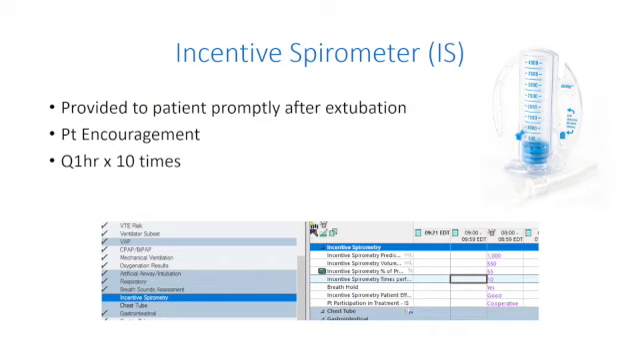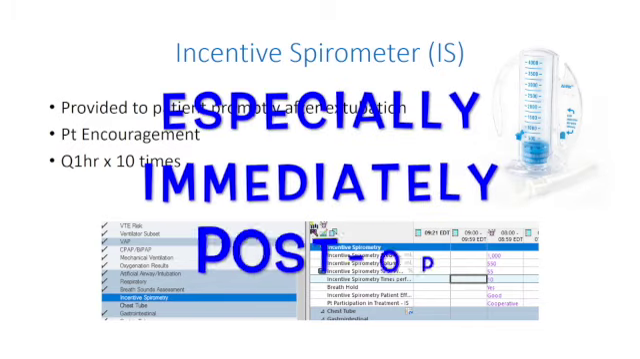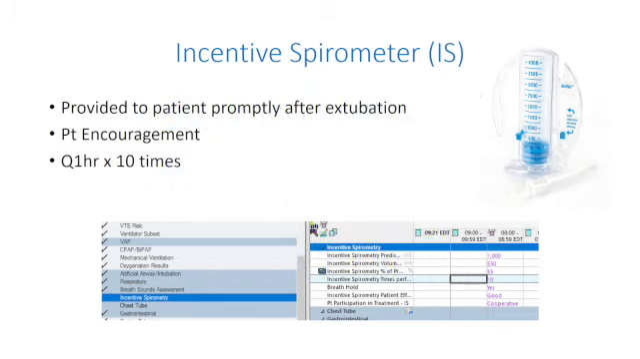I know it could be overlooked, but it's extremely important for your patients. Please explain to them the importance. Let them know that this will help them prevent respiratory infections, prevent those pneumonias, prevent lung collapse, and prevent reintubation. Get that IS from the Omnicell the moment your patient is extubated. Show them how to do it correctly, encourage them to do it, and make sure you document.